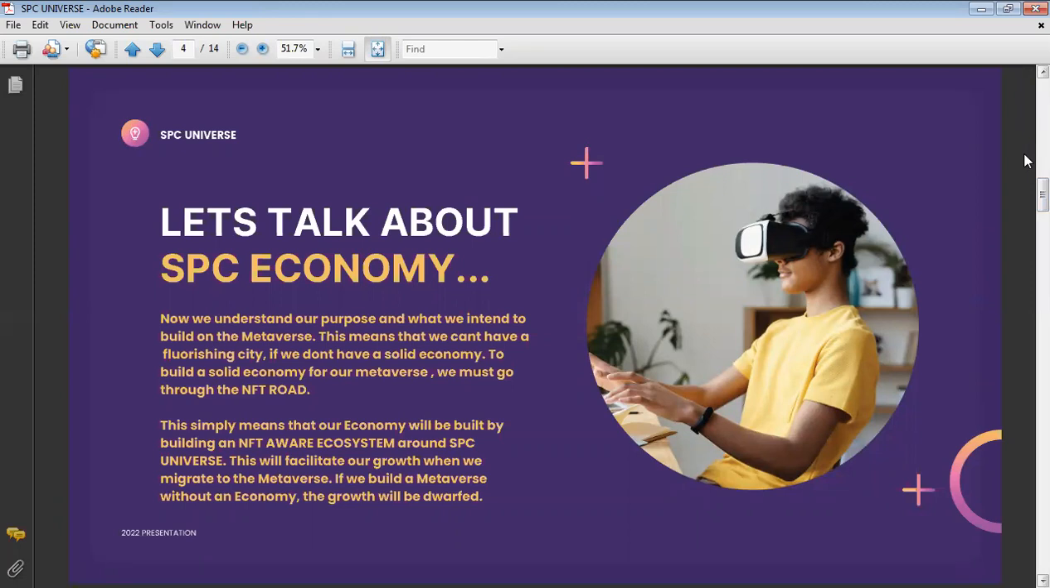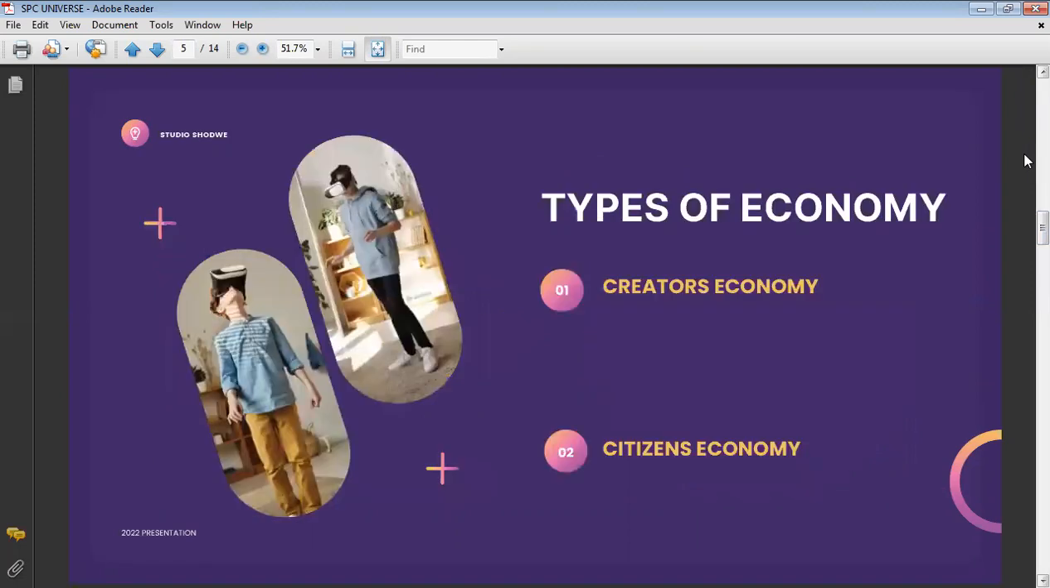So I want you to pay attention to all these points. These are very, very important points so that you can actually have two types of economy. The first type of economy that we have is the creator's economy, and the second type of economy we have is the citizen's economy.